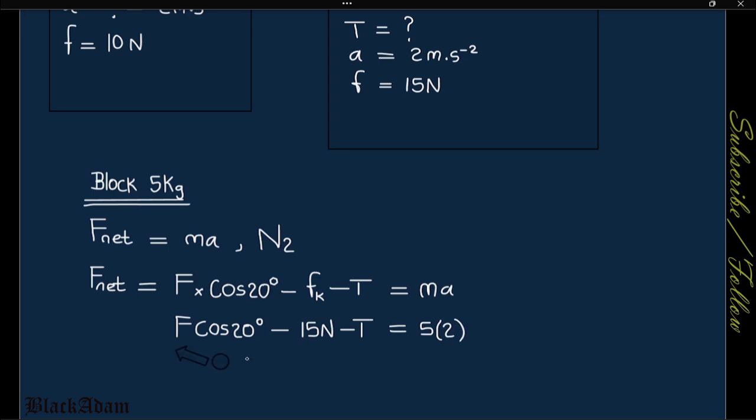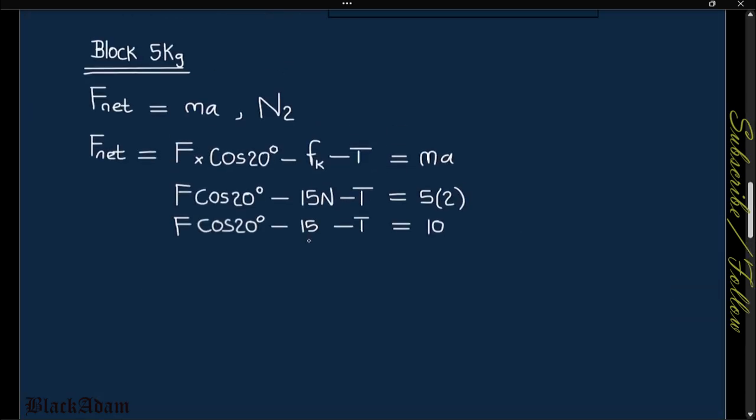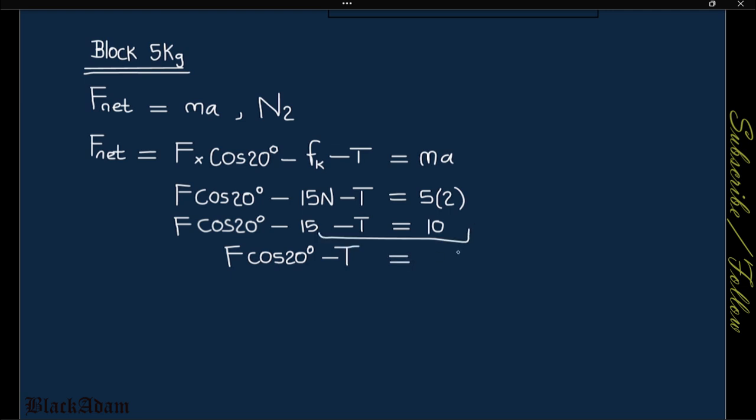So we don't know the force, it's still going to be F cos 20 degrees, and then 15 minus T is equal to 10. We take the 15 to the right, so it's F cos 20 degrees minus T. Taking 15 to the right makes it positive, so that gives us 25. So now we have 25, and from there that will be our equation 1.